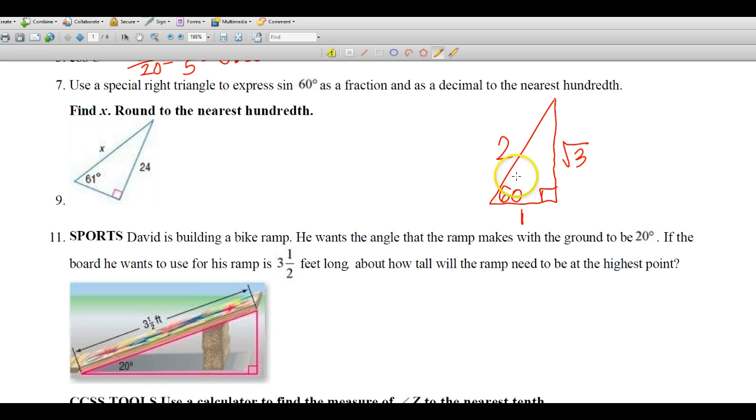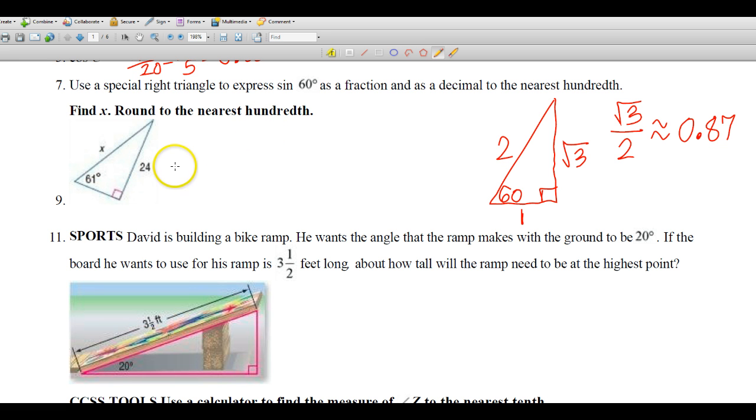So from this, we can find the sine of 60. So the sine of 60 would be opposite, which is the square root of 3, over hypotenuse, across from the right angle, is 2. So as a fraction, we have the square root of 3 over 2. And using a calculator to the nearest hundredth, that is 0.87.